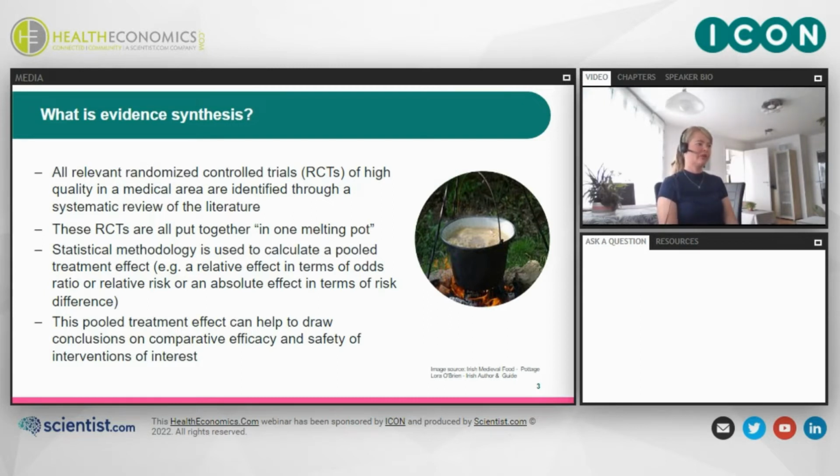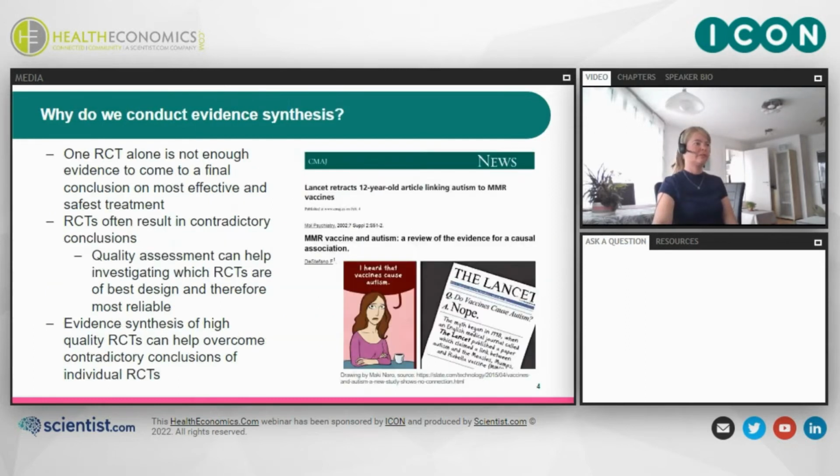To calculate a pooled treatment effect, which could, for example, be a relative effect, such as an odds ratio or a relative risk, or also an absolute effect, such as a risk difference. And once we have estimated this pooled treatment effect, this can help us to draw conclusions on comparative efficacy and safety of the interventions of interest.